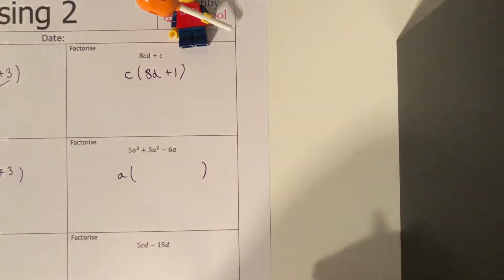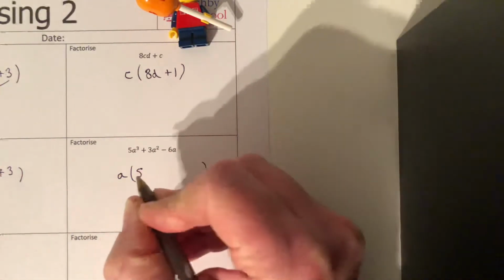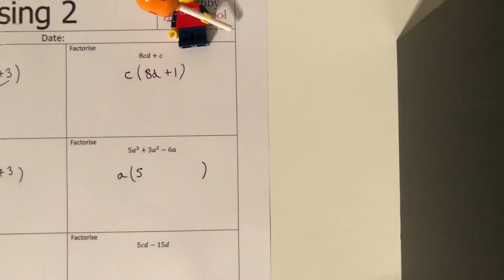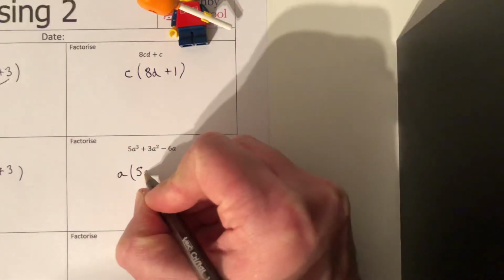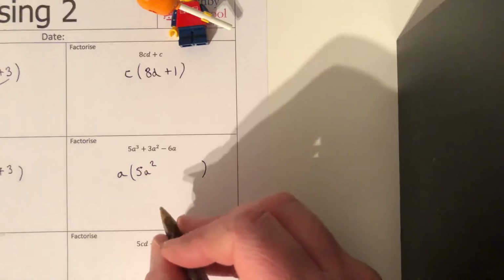And then what we'll look at now is, what do I times A by to get to 5A cubed? Well, we can obviously see the 5, but how many a's? You can imagine people going wrong here. A times what gives me a cubed? Well, a times a is a squared. A times a squared will make a cubed. So if I put a squared there, sorted.